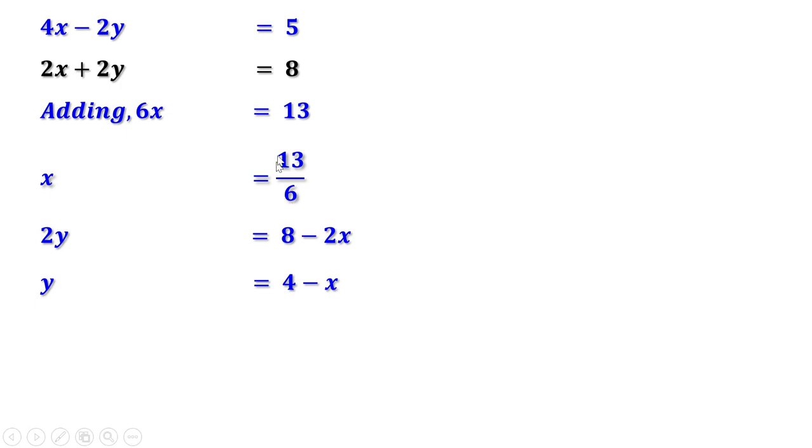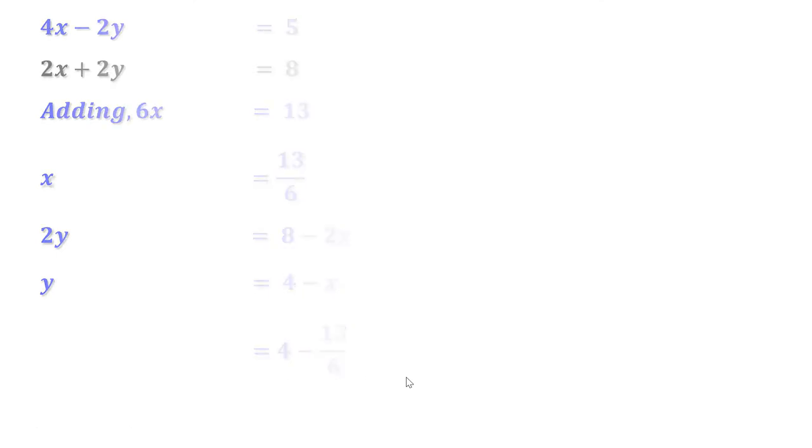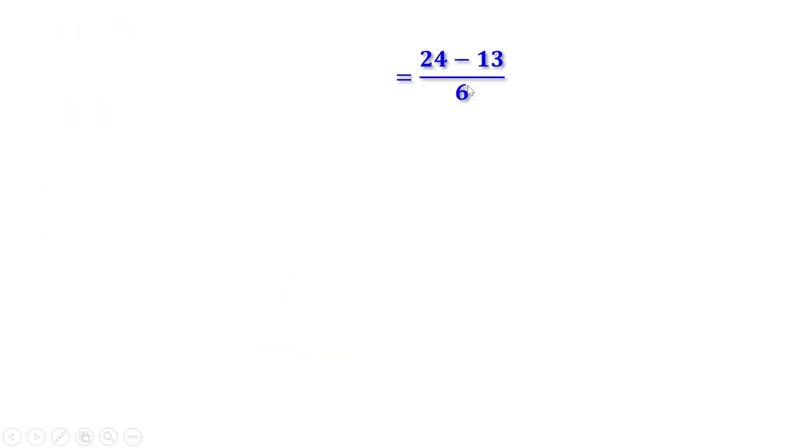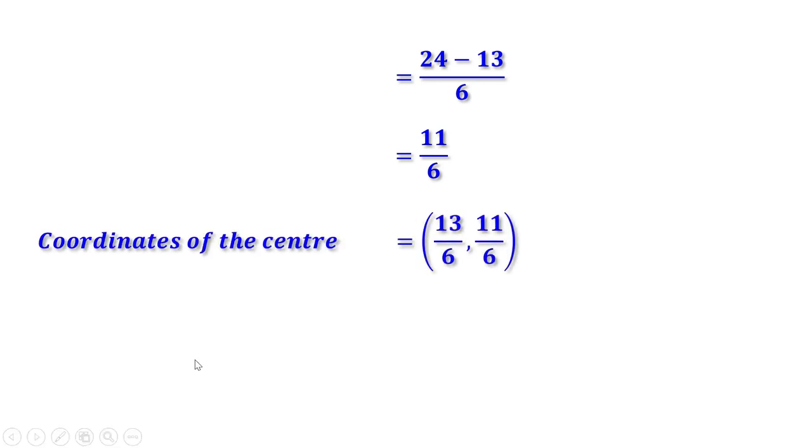And we have already obtained x equal to 13 by 6. Let us replace this x by 13 by 6. So we can write y equal to 4 minus 13 by 6. Now let us subtract. 4 into 6 is 24. So this can be written as 24 minus 13 all divided by 6. 24 minus 13 is 11. So this can be written as 11 by 6. That is the value of y is 11 by 6. And we have already obtained the value of x is 13 by 6. So the coordinates of the circumcenter are 13 by 6 and 11 by 6.